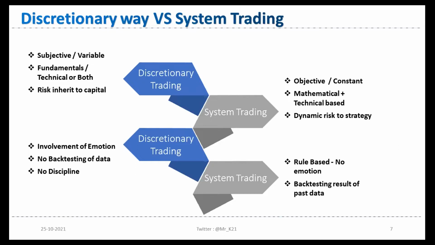Now coming to systematic trading, or system trading, or algorithm trading, or automation trading, whatever name you want to give it. What are the benefits of having such a system in place, which can help us overcome discretionary trading? First of all, system trading is objective, constant, and based on mathematical and technical rules. So it gives you a very clear signal. There is no gray area. 1 plus 1 is equal to 2 and remains the same everywhere.